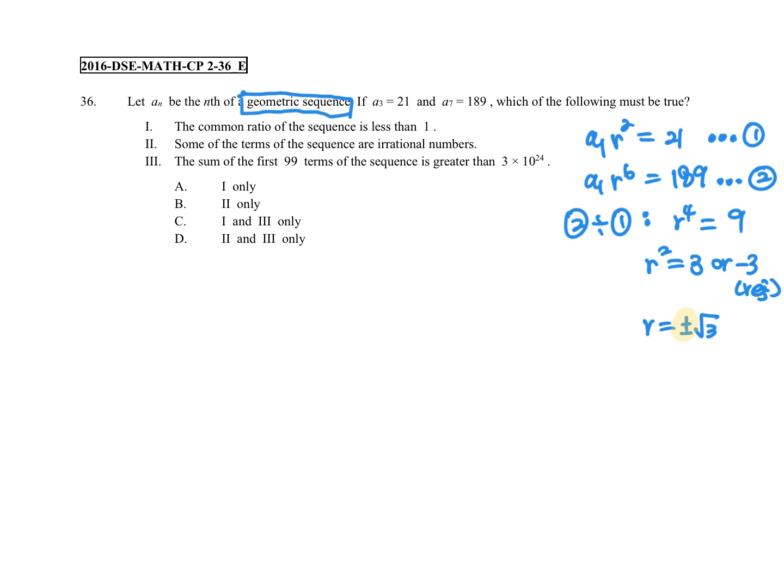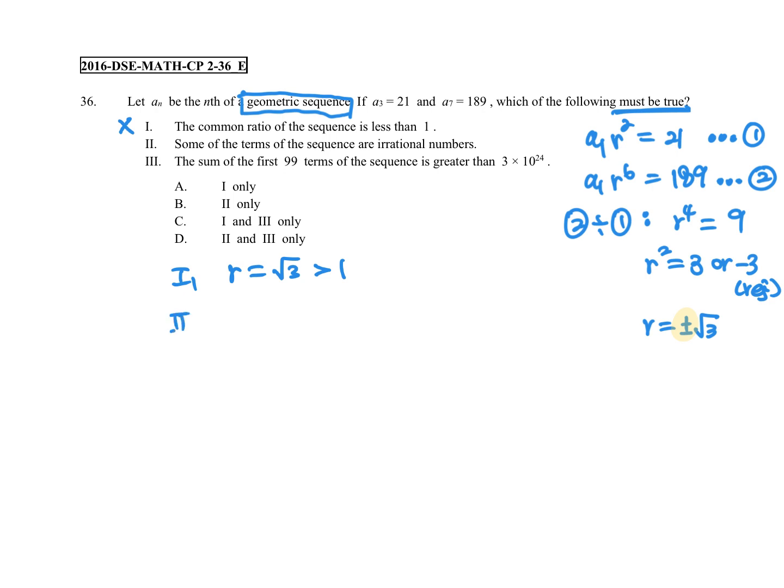Right. So that's why here, statement 1: if R, so here we can have R equals negative square root 3. So definitely this is less than 1, but another one will be R equals square root 3, which is bigger than 1. So that's why statement 1 must be true. Don't forget, must be true. So that's why statement 1 may not be true.